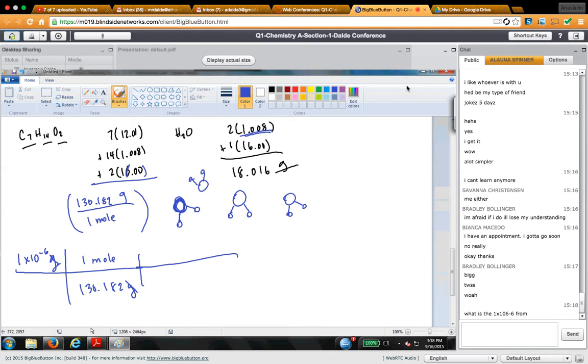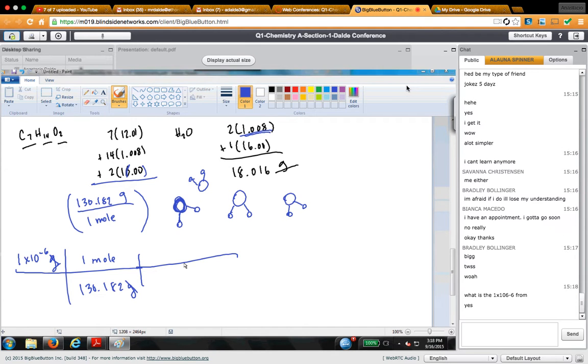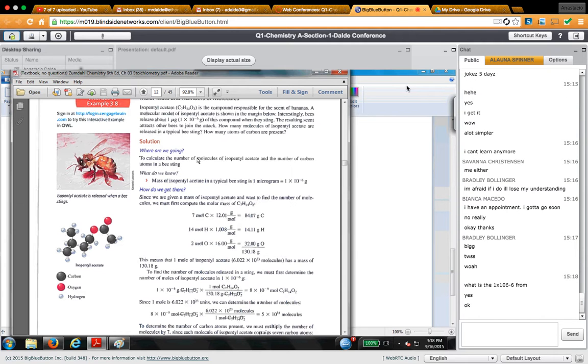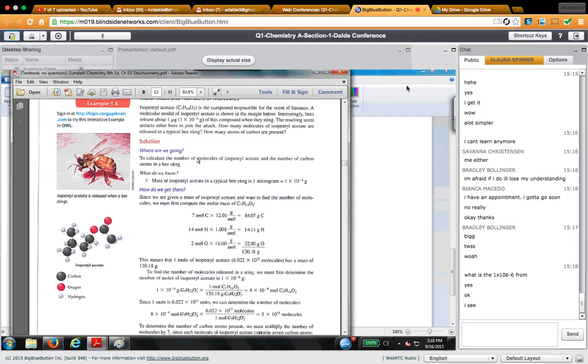What does the 1.1 times 10 to the negative 6 come from? That comes from the original problem. It told us that one bee sting releases 1.1 times 10 to the negative 6 grams. It's not the weight of the bee sting, but that's how much isopentenyl acetate is released in one bee sting. Got it? Yes. All right.